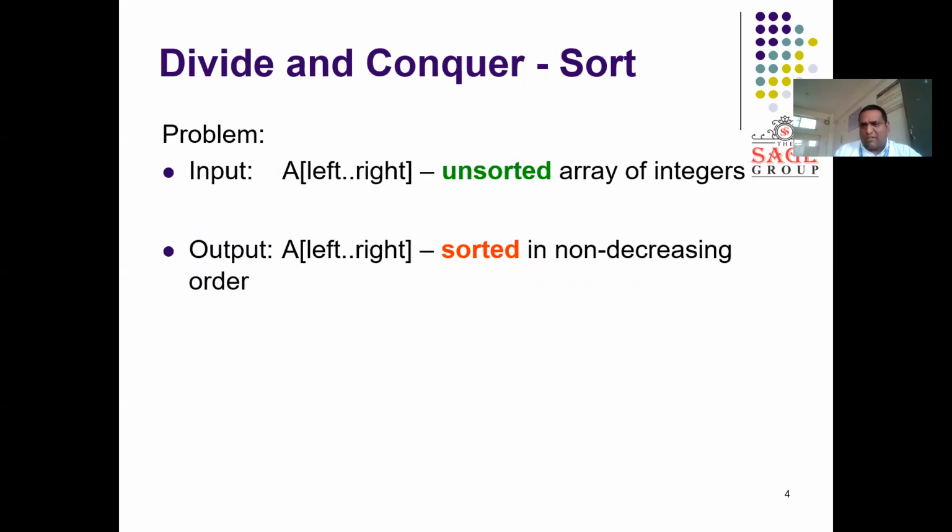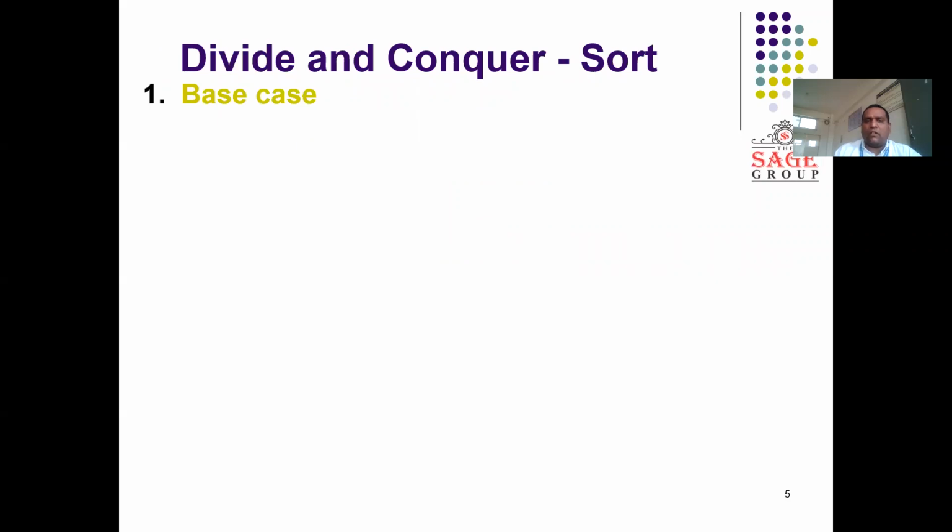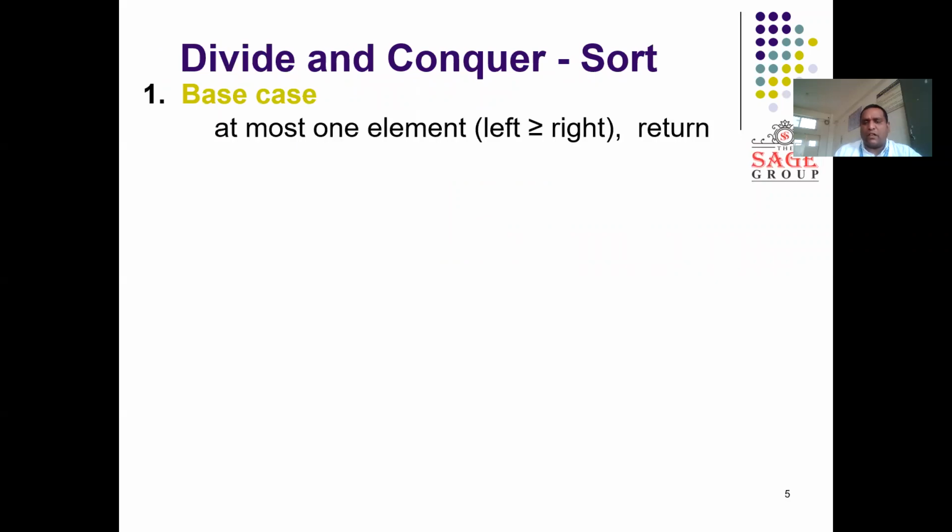When we study it in sorting, what is the concept? Our input is an array A, whose lower bound is left and upper bound is right, an unsorted array of integers. The output is the sorted array. What is the base condition in sorting? If left is greater than or equal to right, meaning left and right are at the same position, then this is the condition of a single element. Then we will return.